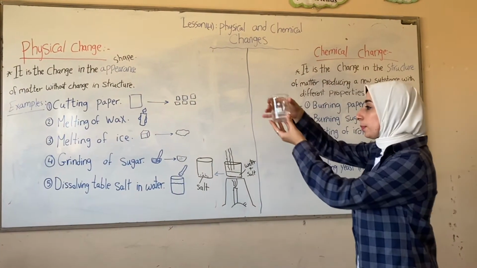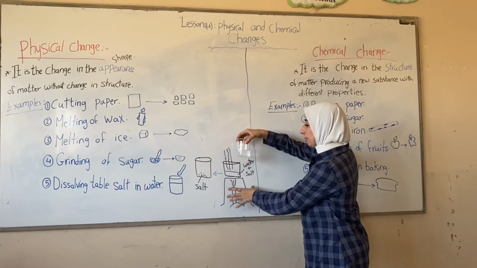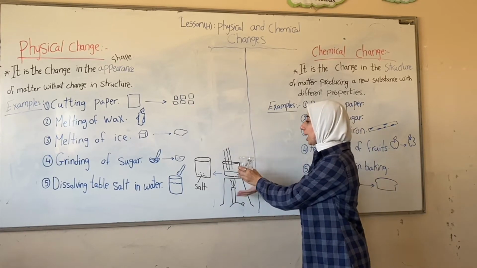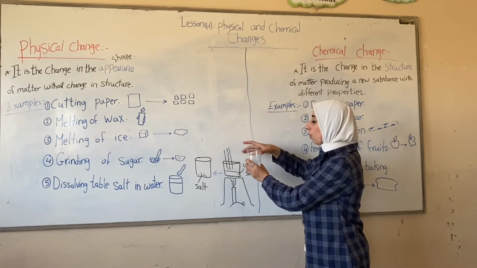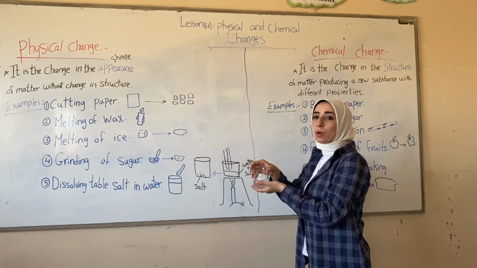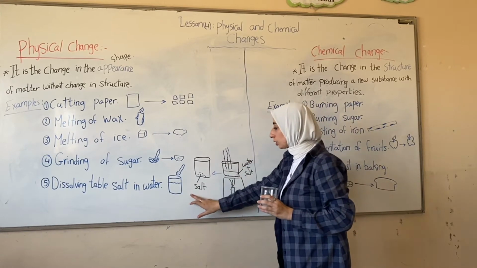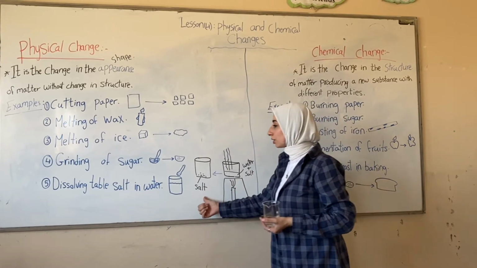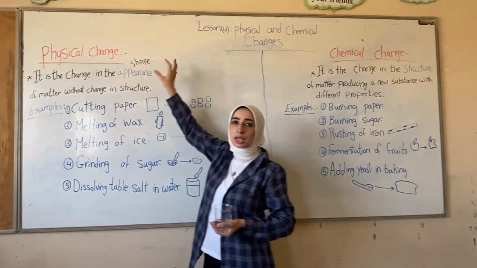How? I will put the beaker, the water plus the salt, on the flame and try to heat it or boil it. The water will boil, and what will happen when it boils? It will evaporate. So all the water will evaporate. I'm going to heat it until all the water evaporates, and I'm going to return back the salt only. So if I can return the salt back, this means it's a physical change.